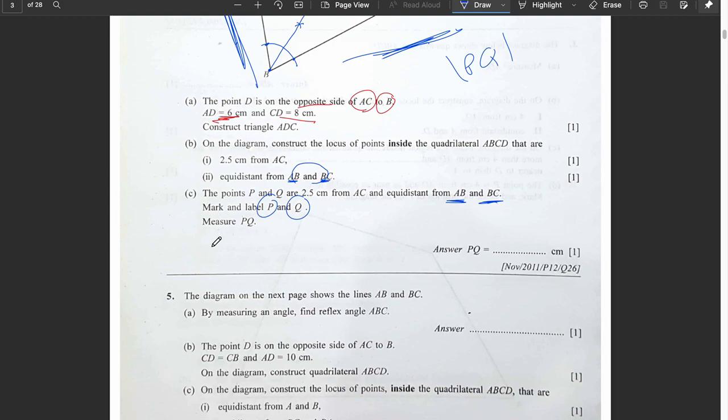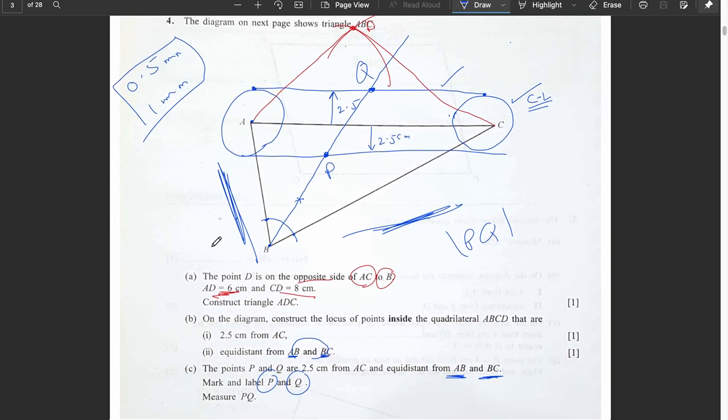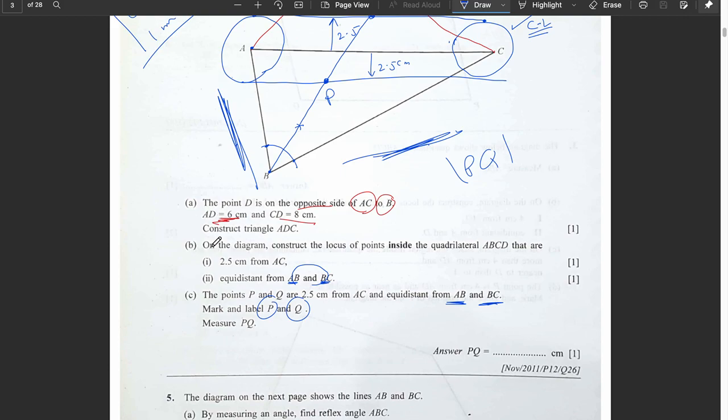Measure PQ. So you'll measure this PQ and write this in the answer space.